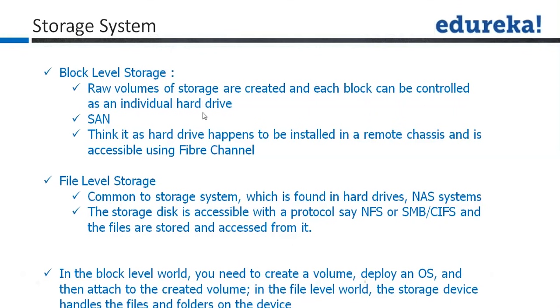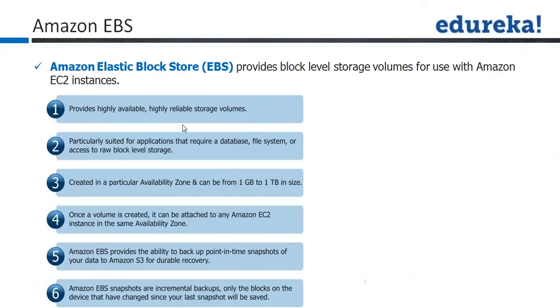So based on this, let's start. Amazon provides the elastic block storage. It's more like your SAN drives. It's drives available over remote channels or a remote chassis. Now it's a kind of network drive, if you want to make it a little simpler to understand.